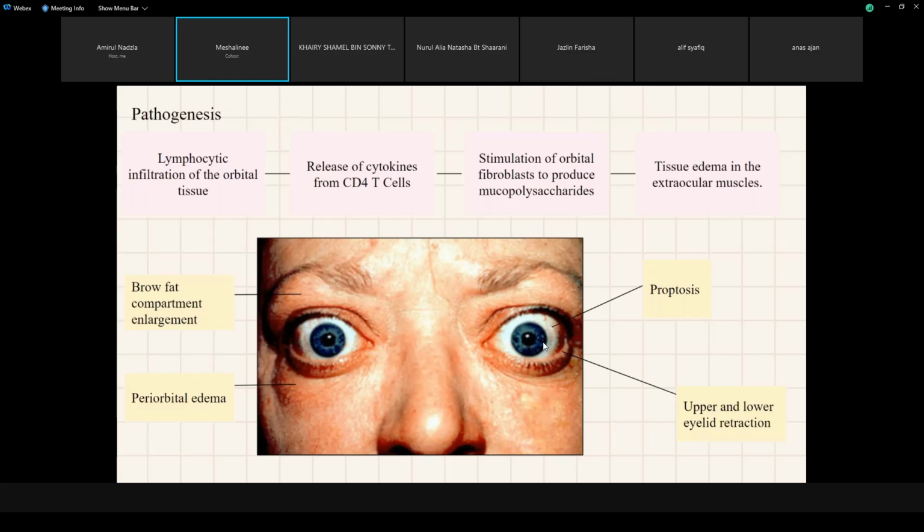As we can see, there's proptosis, which means bulging of the eyeballs, upper and lower eyelid retraction, periorbital edema as shown below the lower eyelid of the right eye, and also brow fat compartment enlargement that is seen on both eyes.